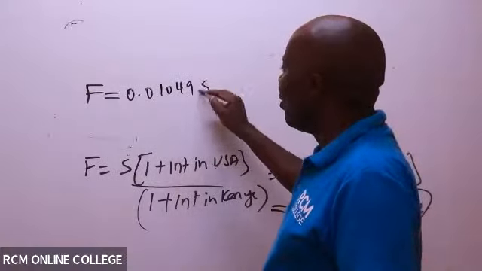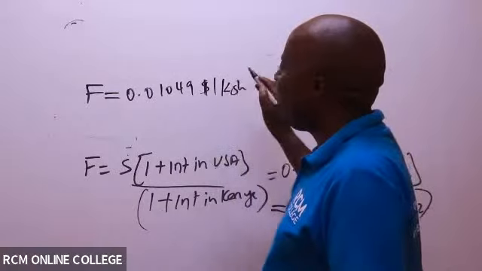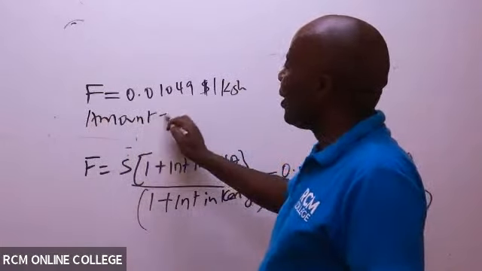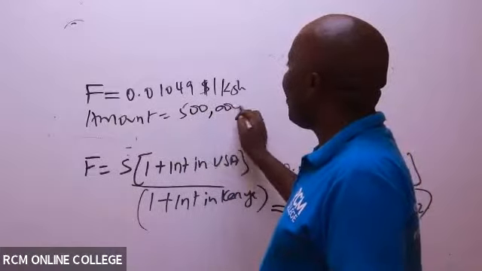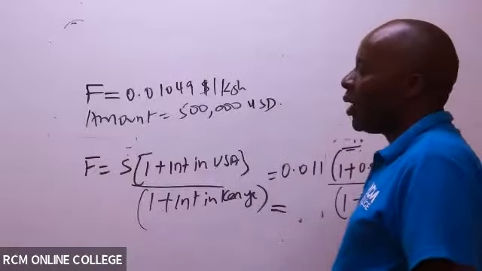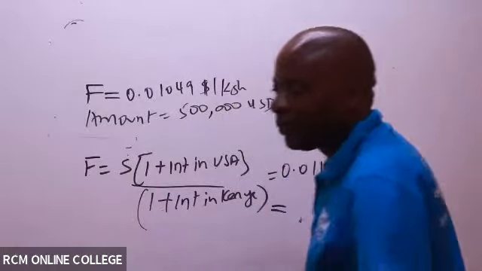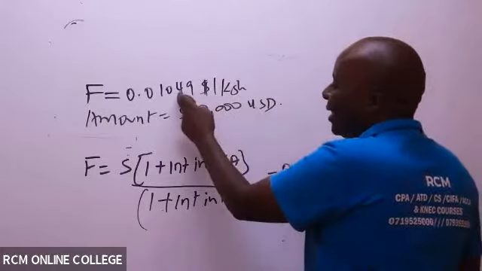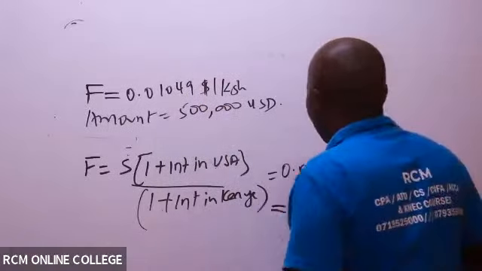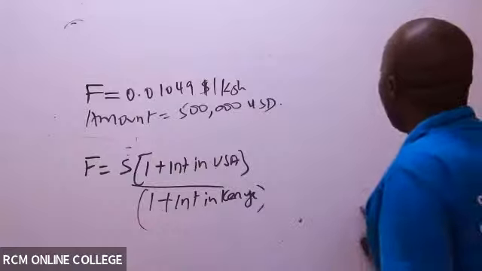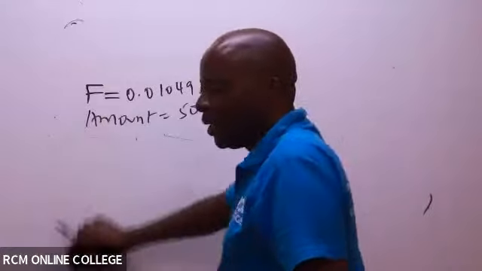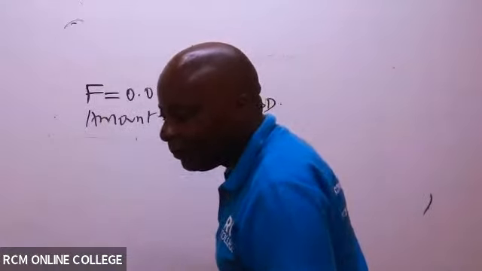The answer is 0.01049 dollar per Kenya shilling. And then the amount Wamchomba needs to pay is 500,000 US dollars. So go ahead and exchange. Of course, these are USD, there's no way you can multiply. When exchanging, you shall divide.